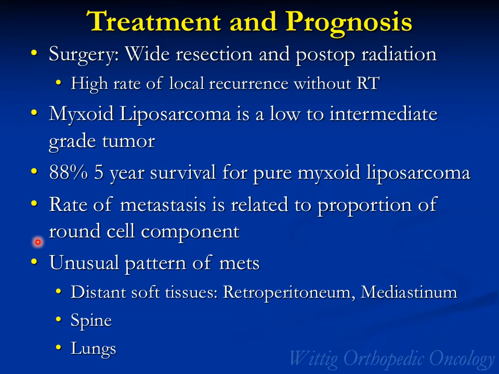The rate of metastasis is related to the proportion of round cell component, and there may be an unusual pattern of metastases. Sometimes it metastasizes to the retroperitoneum and the mediastinum, to the spine. I've seen metastases to the heart, actually, as well as to the brachial plexus. So the patient needs to be monitored closely.